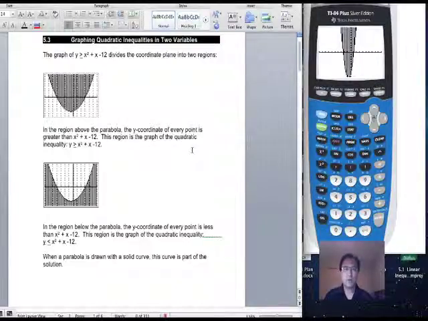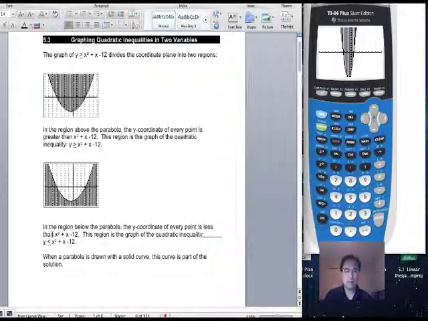This is 5.3, graphing quadratic inequalities. So very much like graphing linear inequalities, depending on the inequality symbol, in this case where y is greater than or equal to x squared plus x minus 12, the solution area is shaded because all the solutions for this particular quadratic inequality are above the line.